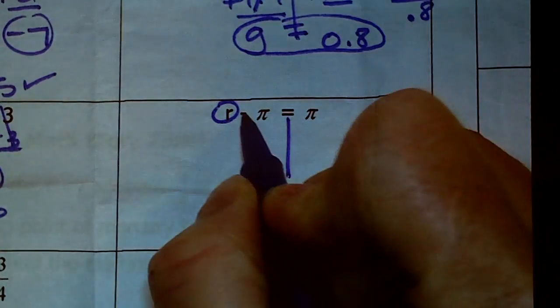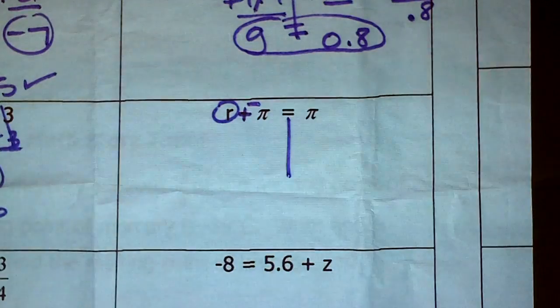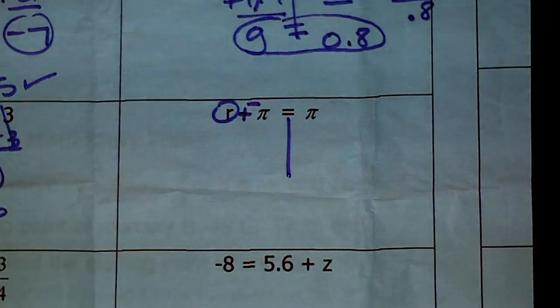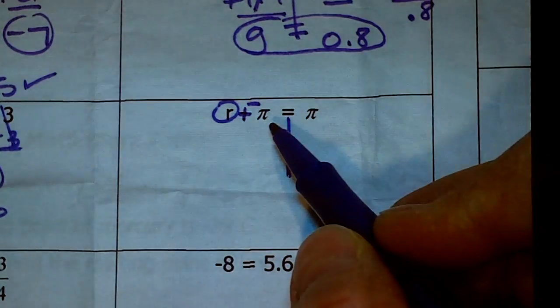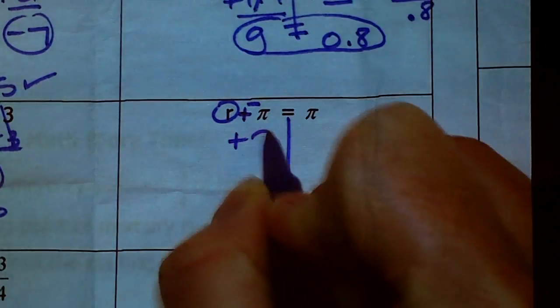So this is r minus pi. I'm going to change this to plus a -pi. And if I want r by itself, just treat this like any other number. If this was a -8, wouldn't you add 8? So it's -pi. I would add pi.